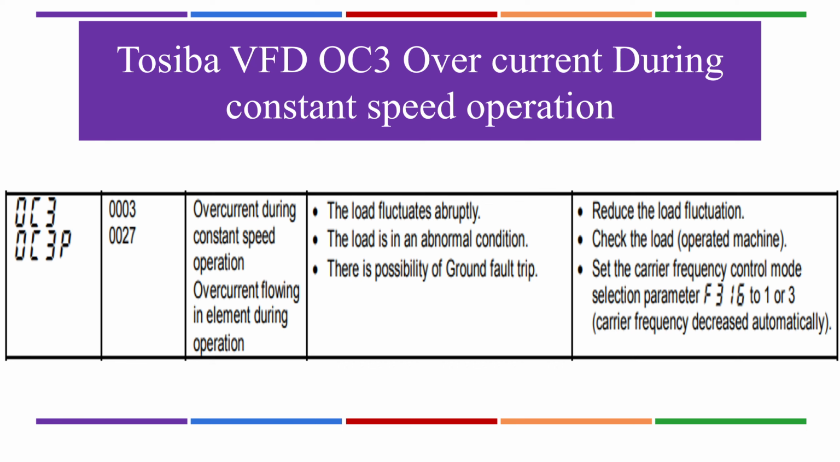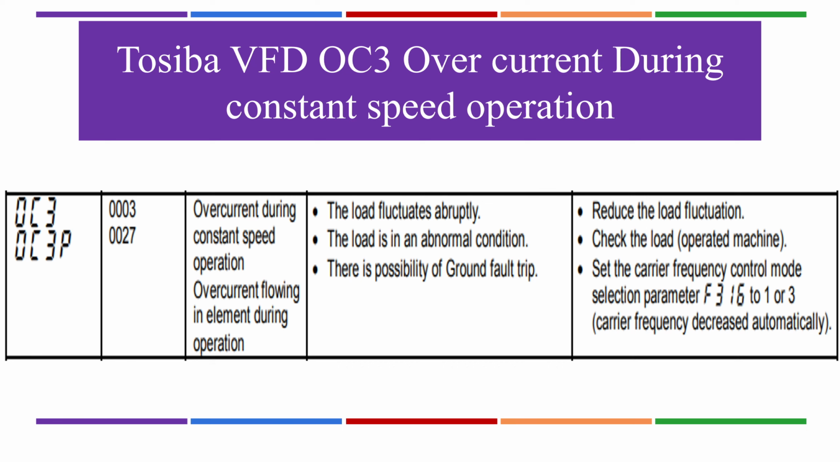We are talking about Toshiba VFD OC3 overcurrent during constant speed operation. The error code could be OC3, OC3P, 003 or 0027. It happens as overcurrent during constant speed, meaning your VFD was working properly, it's fine, and suddenly this overcurrent occurs. For this there could be a few reasons.